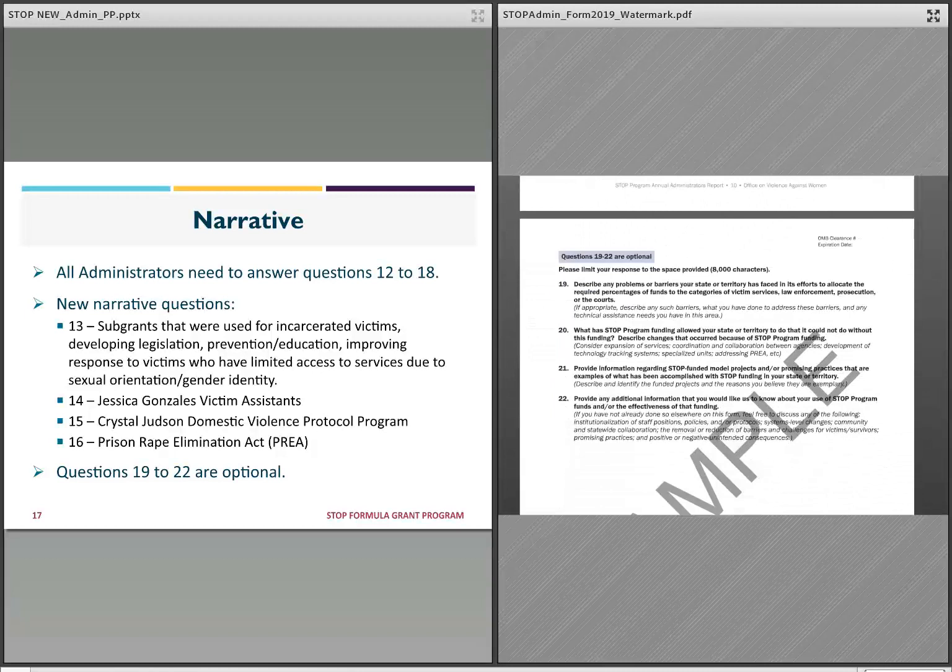Questions 19 through 22 are optional, but they provide opportunities for you to expand on the changes that STOP subgrant funding has made in communities across your state or territory, as well as to provide any additional information you would like us or OVW to know about your use of STOP program funds or the effectiveness of that funding.